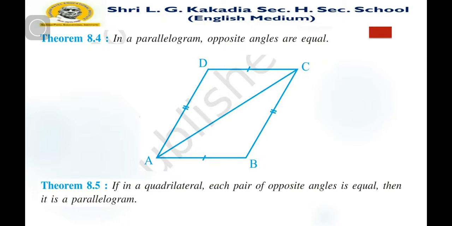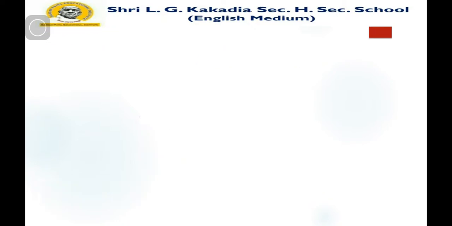One more thing that we are going to remember: if in any quadrilateral the opposite angles are equal, then it is known as a parallelogram. That we are going to assume here. It is one more property of a parallelogram. Let us discuss other properties.